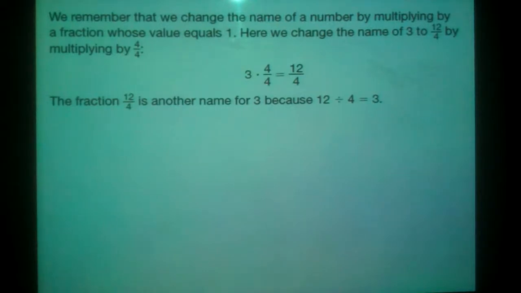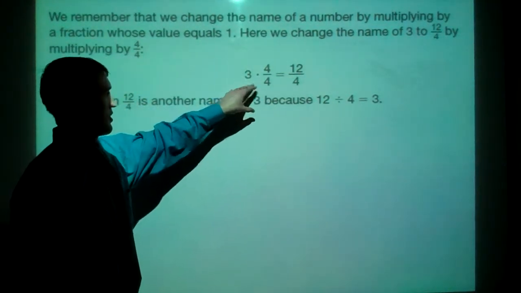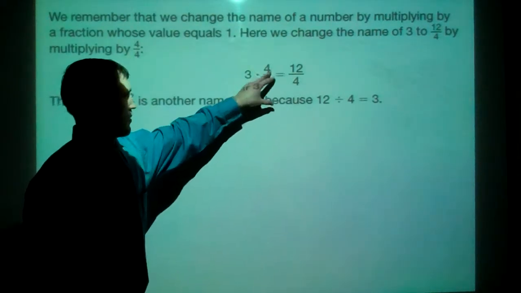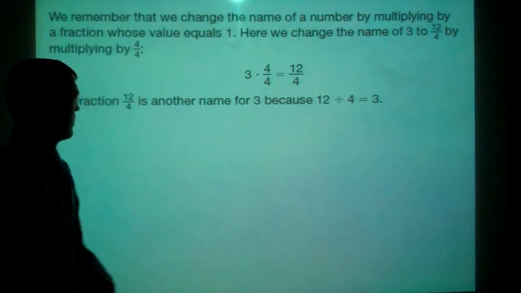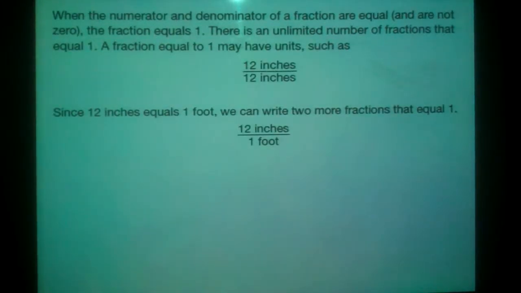All right. So remember that we changed the name of a number by multiplying by a fraction whose value equals 1. Here we change the name of 3, 12 over 4, by multiplying by 4 over 4. So 3 times 4 over 4 equals 12 over 4. Could have done 3 over 1 times 4 over 4. 3 times 4 is 12, 1 times 4 is 4. The fraction 12 over 4 is another name for 3, because 12 divided by 4 equals 3. So like I said, we're not changing the value, we're just changing the way it looks.